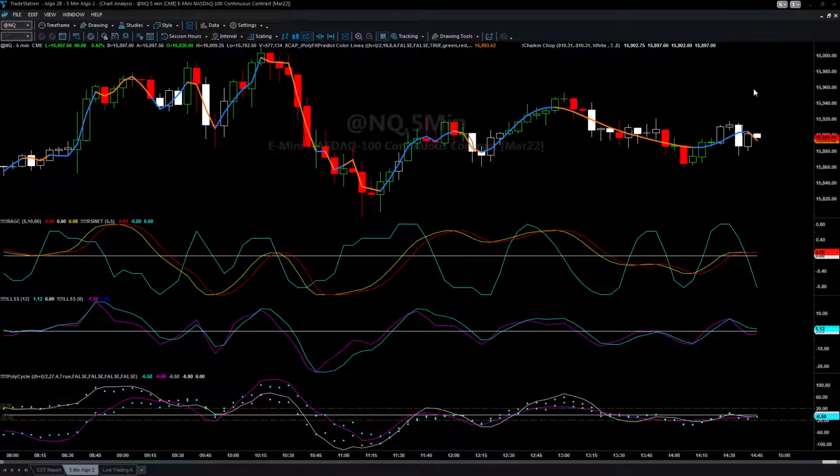We got 5 minutes on this candle. Talking about the 15-minute. This thing's right in chop zone.